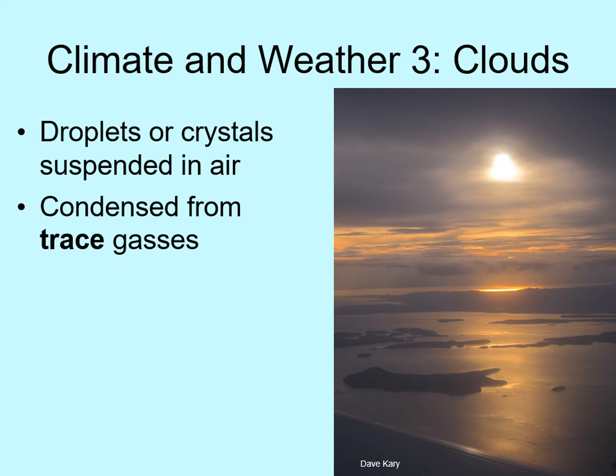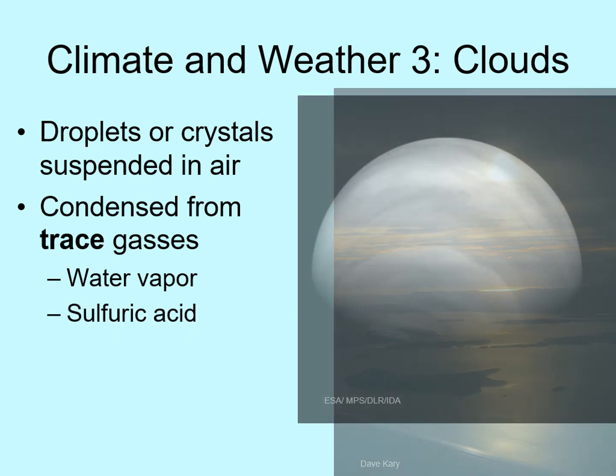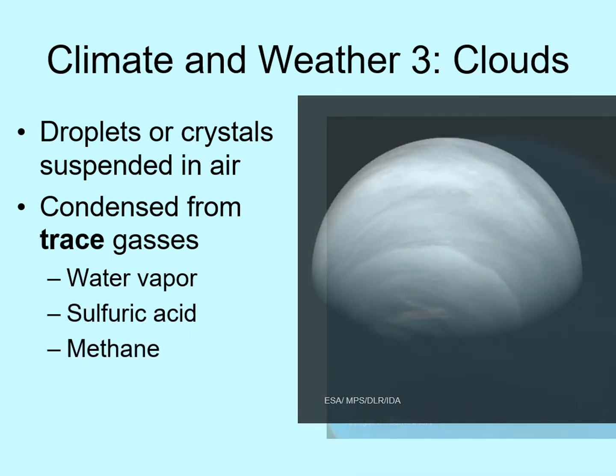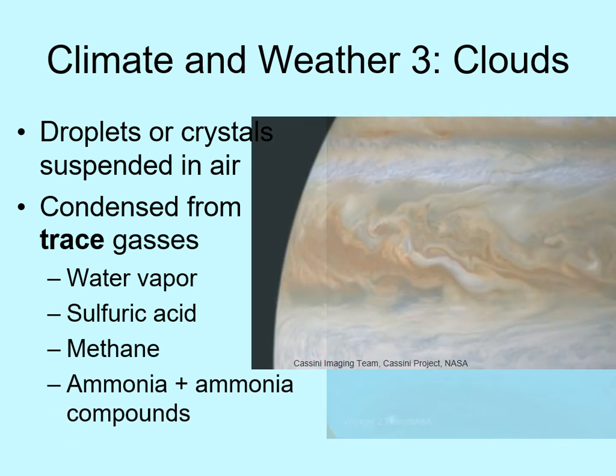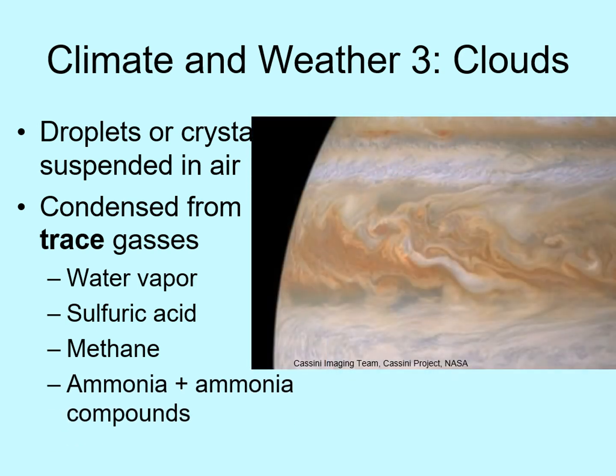Examples of clouds include water vapor on the Earth and Mars, sulfuric acid on Venus, methane on Uranus and Neptune, and ammonia compounds on Jupiter and Saturn.